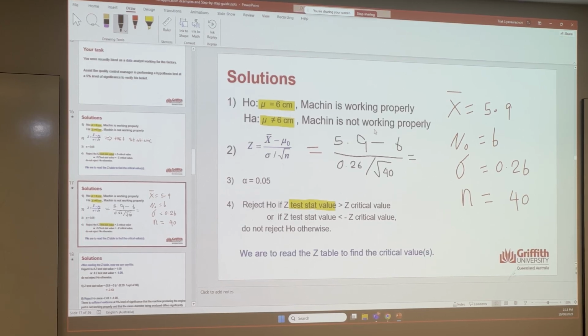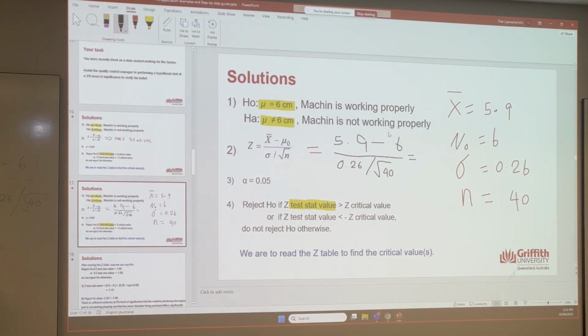So what is the answer? You can use your calculator. I know sometimes you struggle to get the answer straight away. This is not statistics, it's mathematics. So 5.9 minus 6, divided by 0.26 over the square root of 40.